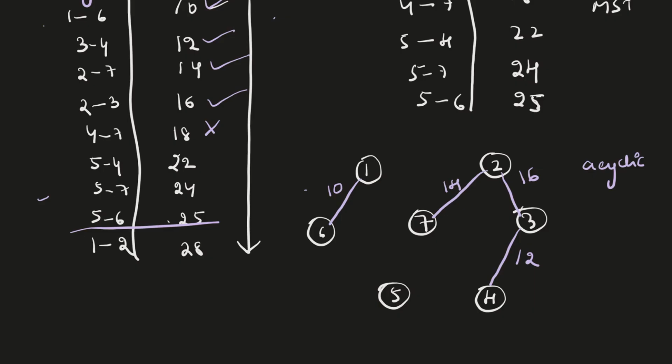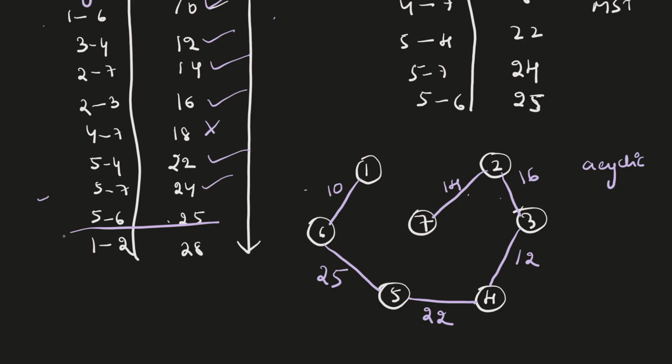The next is 5 to 4 with weight 22. You can select this. Next is 5 to 7. Can you select this? Again the answer is no, because if you select it, it will again form a circle. Okay, this is the circle. So you cannot form a circle. So that's the reason you will not select the edge between 5 to 7. That gets rejected. So the next edge is 5 to 6, that is 25 with weight. Okay. So you can select it because it's not forming a circle.